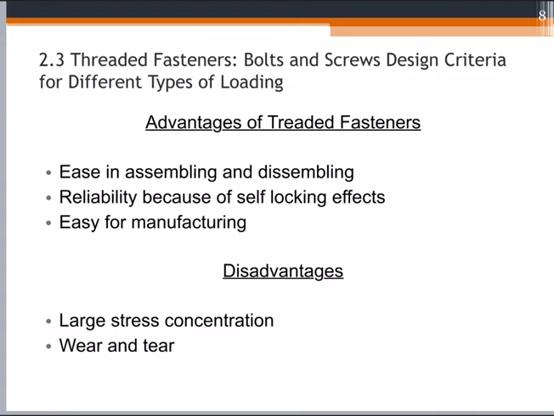The reason why we use threaded fastener compared to other types of fastener is, first, threaded fastener is very easy in terms of assembly and disassembly compared to, let's say, welding. In welding, we need to cut the parts in order to disassemble, but in terms of threaded fastener, we only need to drive out the screw from that body. Second, in terms of reliability, because of that self-locking effect. Third, it is very easy and cheap to fabricate.